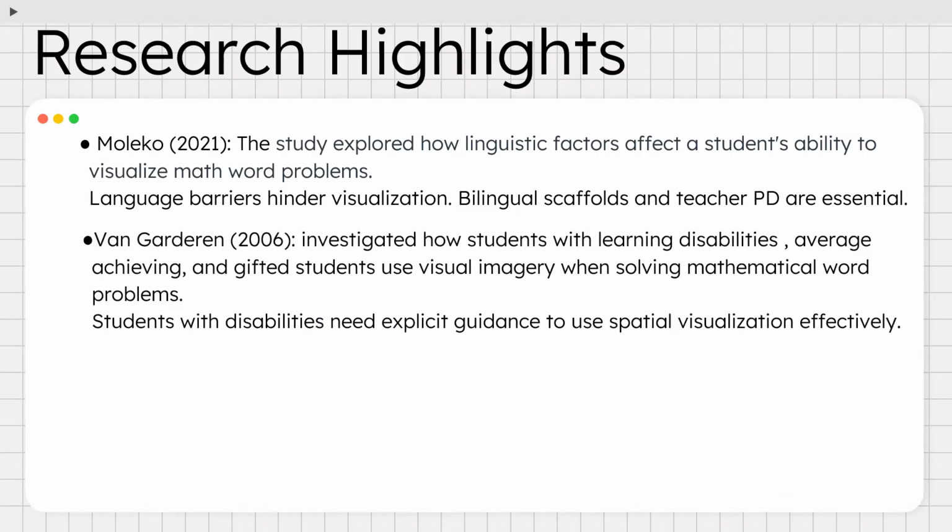Another study by Van Garderen investigated how students with learning disabilities, average achieving students, and gifted students use visual imagery when solving mathematical word problems.